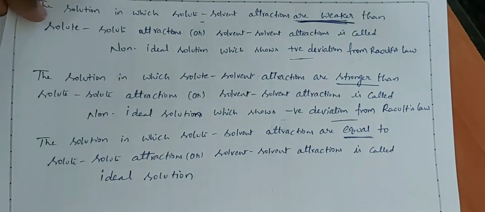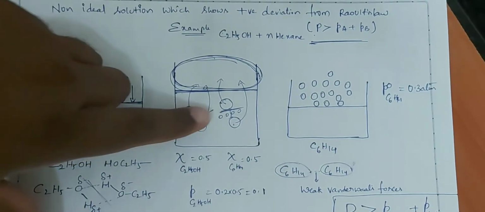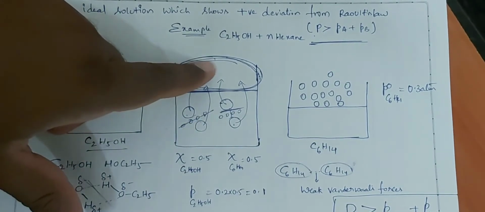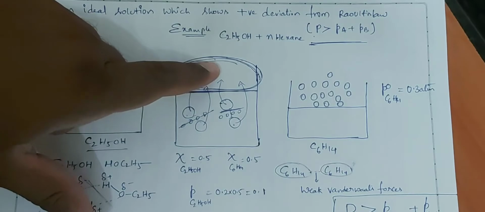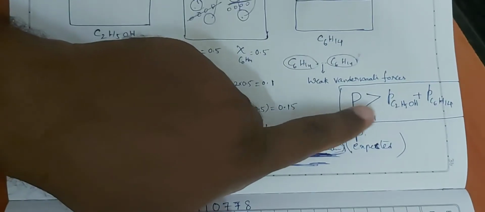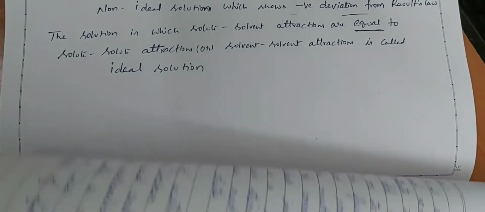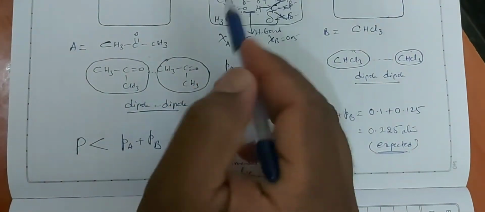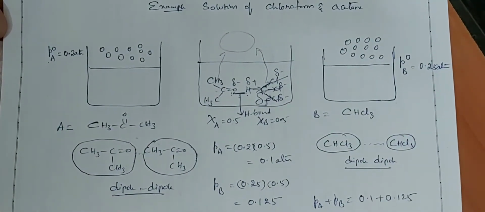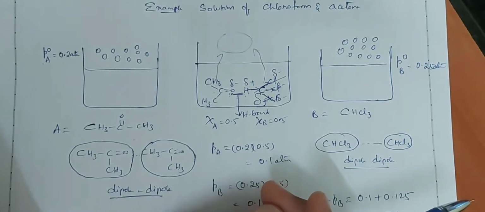Previously, old strong bonds are broken. That means between alcohol molecules, the hydrogen bond is there, and that is broken by N-hexane. Because the hydrogen bond is broken, more molecules enter the gaseous form. Because of that, the P experimental value is greater than Pa plus Pb. Now the P experimental value is less than Pa plus Pb because a new attraction is formed. So when a solution is formed, if solute and solvent form new attractions, that is called a non-ideal solution which shows negative deviation from Raoult's law.